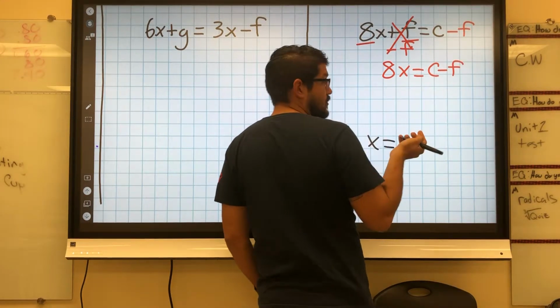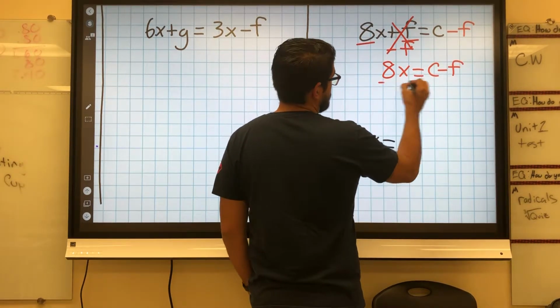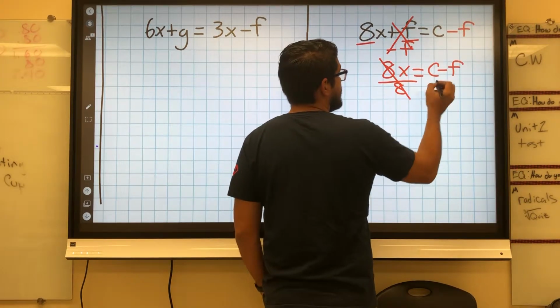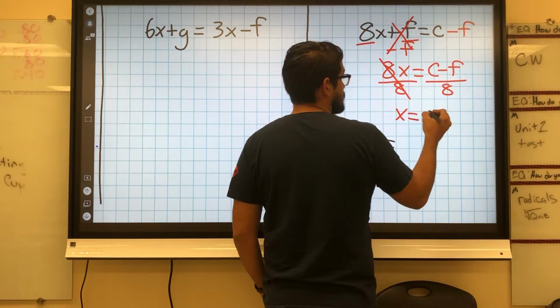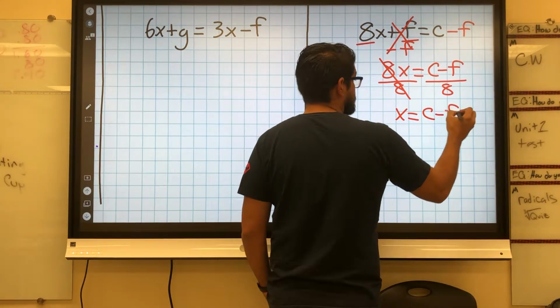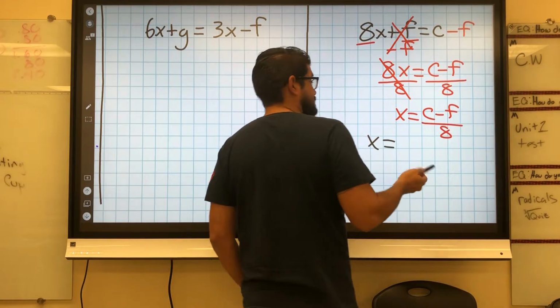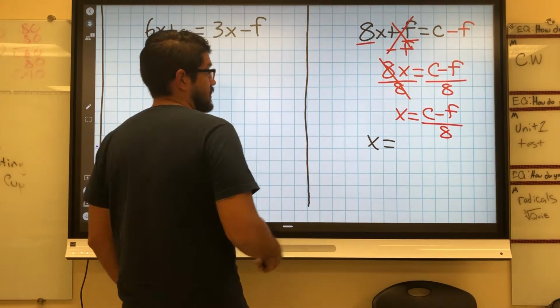Can I do anything with that? No, they're different letters. Then I divide by 8 on this side, divide by 8 on that side. X equals c minus f over 8. That's our final answer.